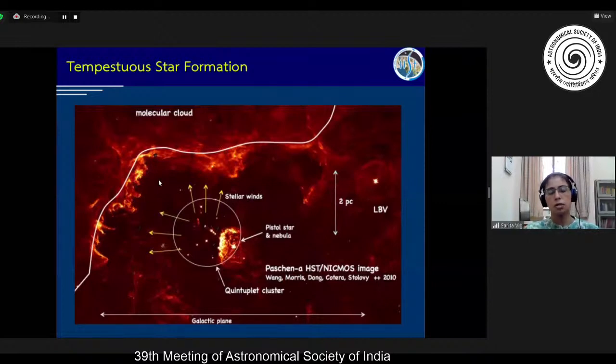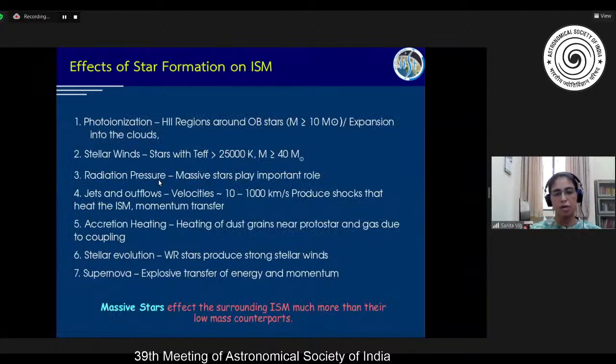So what are the various processes that affect the interstellar medium? Now, they can be broadly categorized as follows. These processes inject energy and momentum into the interstellar medium. And the first of these is photoionization, from the massive OB stars. They ionize the interstellar medium surrounding them, and this ionized region can also expand. So in this way it can affect the surrounding interstellar medium.